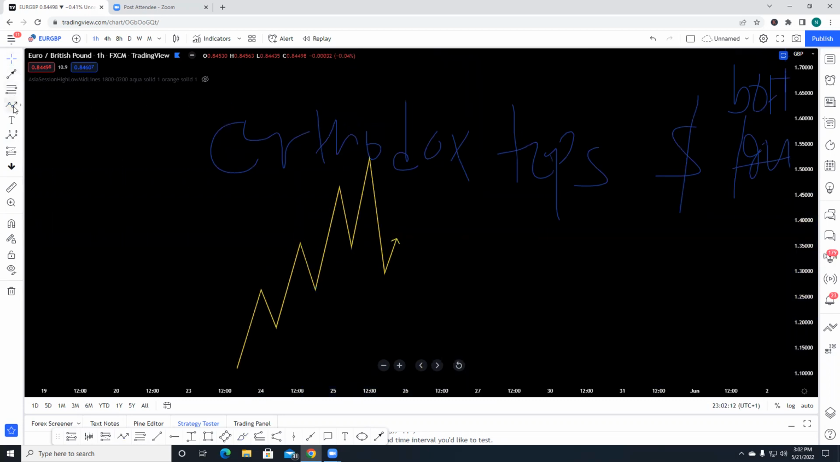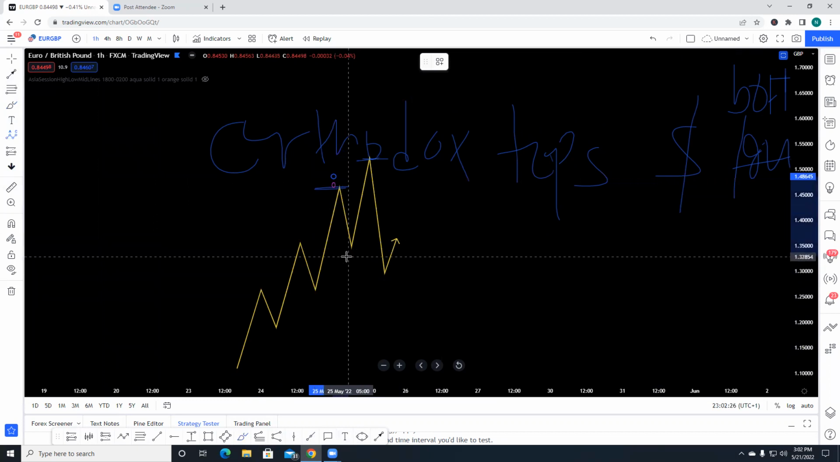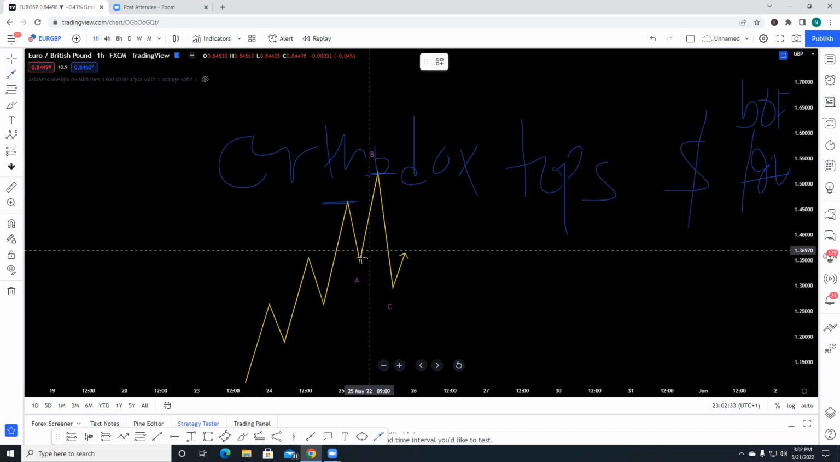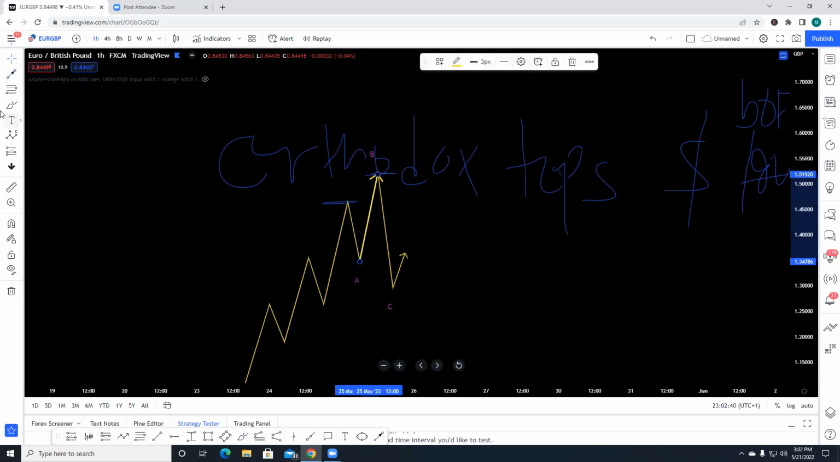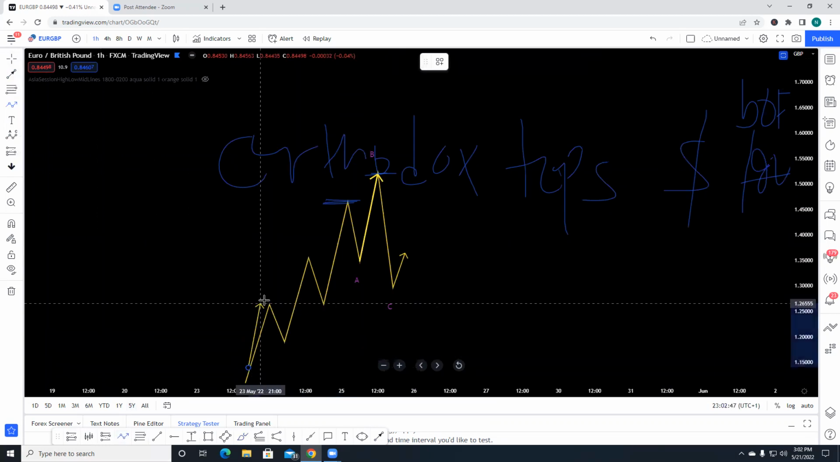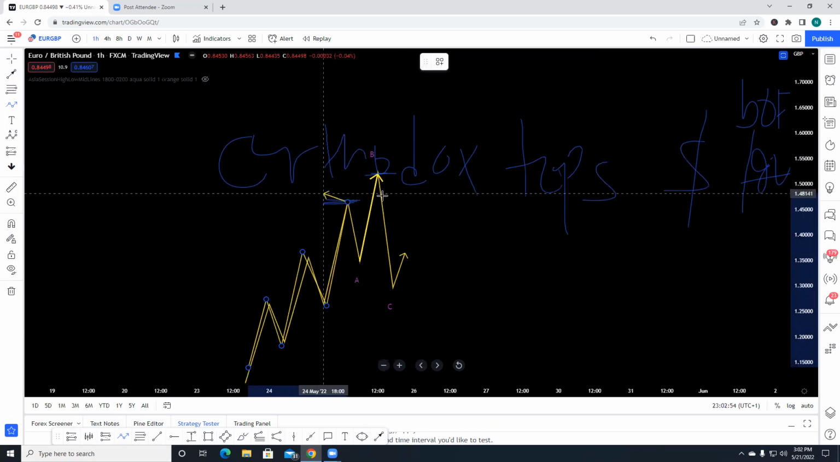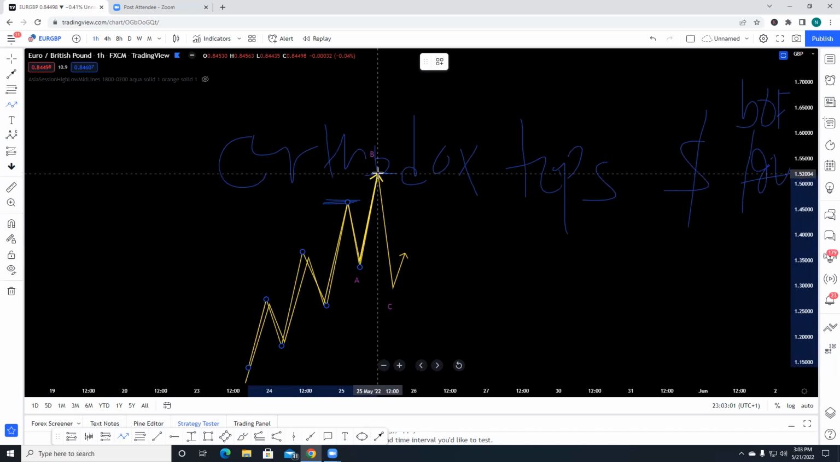Okay, in this case now, you see this high at this level? You see another high at this level? But this high here is A, B, and C. This is A, this is B, this is C. But this B that you see here is part of the corrective structure. So essentially, this trend ended at this level. This trend that was proceeding from here ended here. This is the termination point of this trend. This bit that broke this structure here is just a part of this correction.